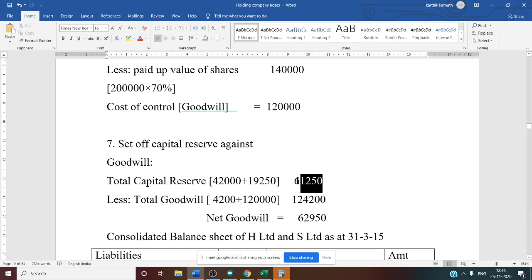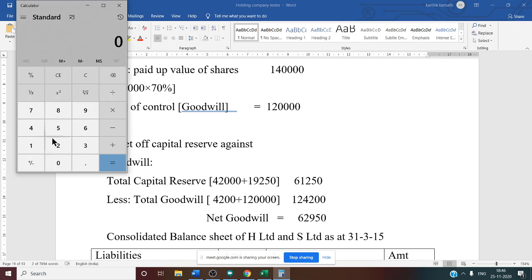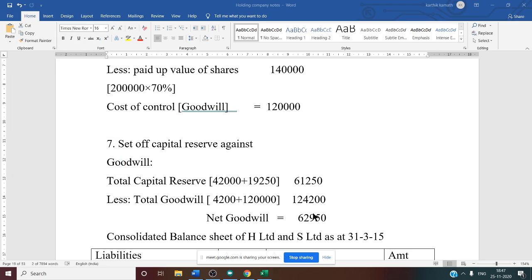Here if you see, the total capital reserve, that is negative balance, is 61,250. Total goodwill positive balance is 1,24,200. So we want net goodwill, so minus these two. Whether this is correct or not, we'll see now. 1,24,200 minus 61,250. What is the answer? 62,950. Okay, answer is correct. But only there was a mistake under total goodwill in this one amount. Net goodwill is 62,950.